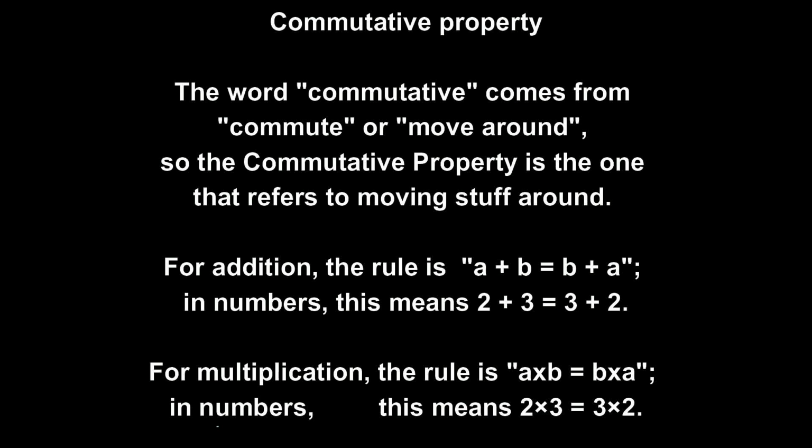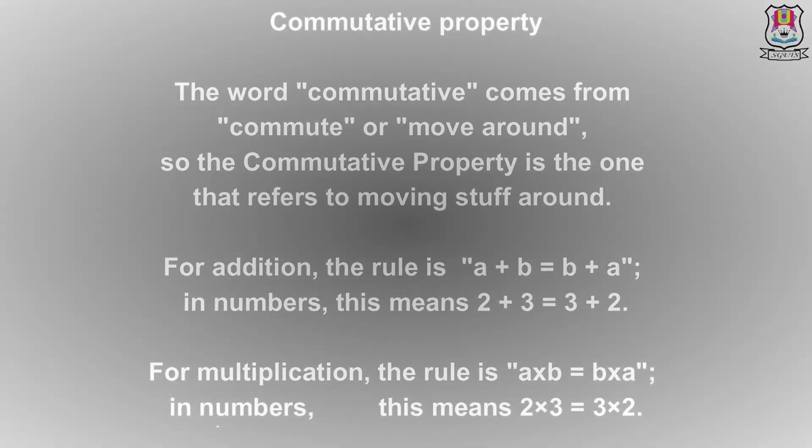Let's move to multiplication. The rule is that if we multiply a by b or b by a, the answer is going to remain the same. That is, 2 multiplied by 3 is 6 and 3 multiplied by 2 is also 6. So the commutative property for addition and multiplication is the same.